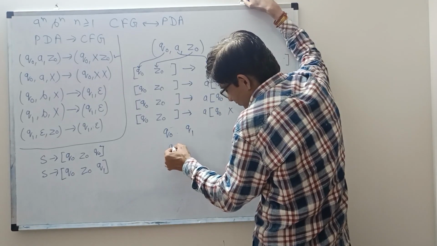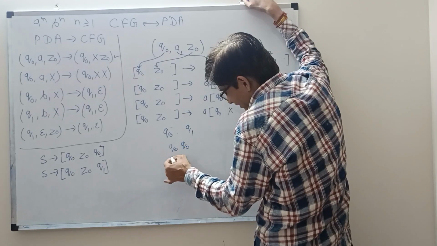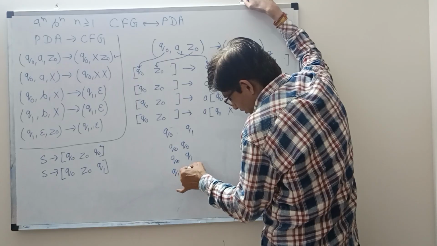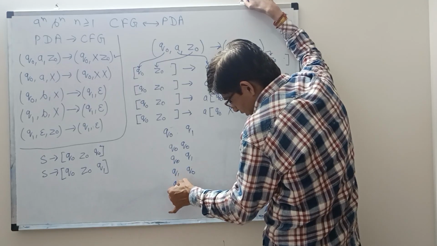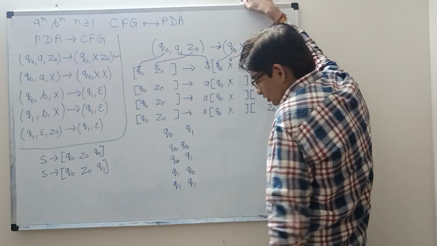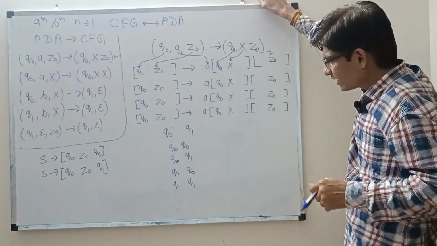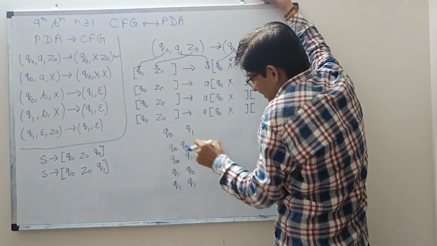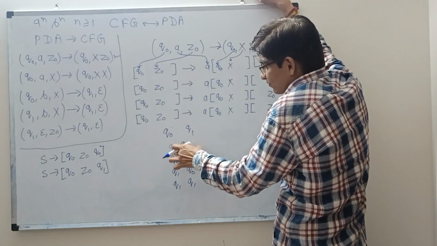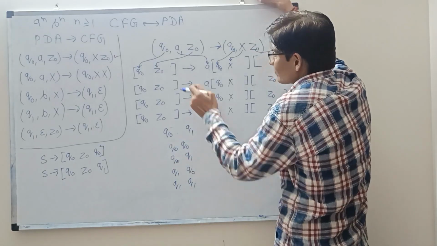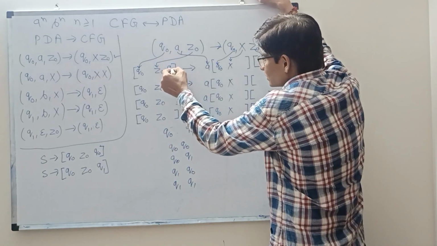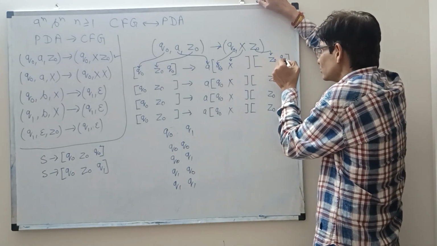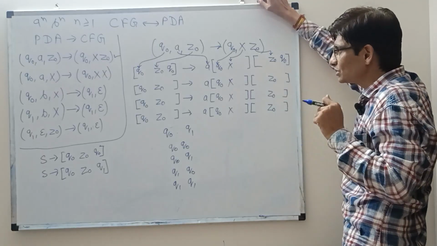So first combination would be Q0, Q0, then Q0, Q1, then Q1, Q0, and then Q1, Q1. Now in one production rule, you can use one combination. So if you are placing here, first we are using Q0, Q0. So I am writing here Q0. As I am writing Q0 here, the same value would be copied here also. So it will also be having Q0.